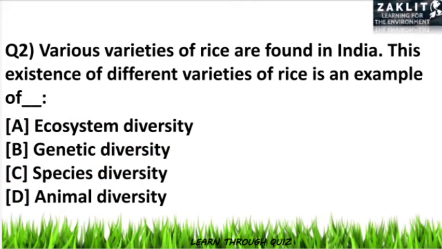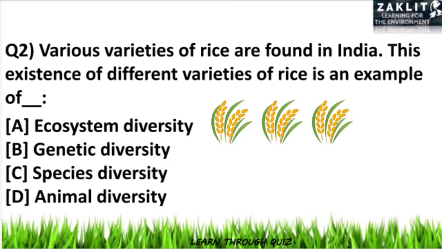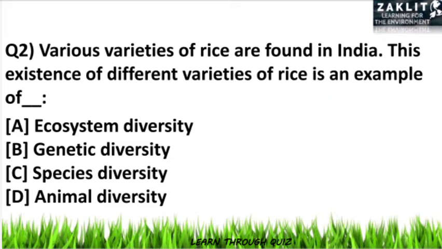The second question was, the various varieties of rice are found in India. So this existence of different varieties of rice is an example of what kind of diversity. And here the correct option will be option number B. It shows the genetic diversity. Yes, the genetic diversity is related to the number of genes and their alleles found in organism, whereas the species diversity is related to the number and distribution of species found in an area. Let's move to the next question.